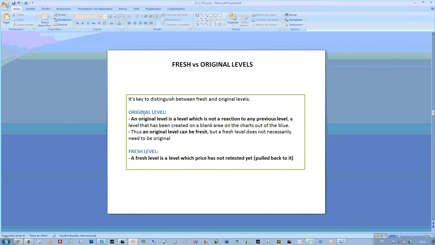So now we need to go and define, on a price chart, how original a level is, because now we know how to define fresh levels, but we need to define what an original level is on a price chart.